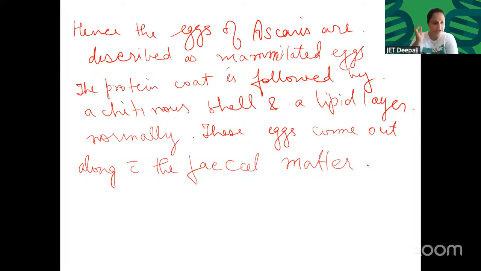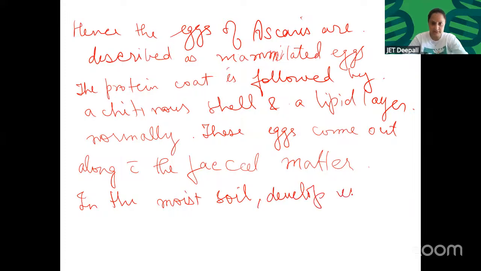Clear? In the moist soil, development takes place inside the egg, so that the first stage rhabdiform larva is produced. It undergoes the first molting. Okay, so what is this? The eggs come out along with the fecal matter; we have written, in the moist soil, development takes place inside the egg.